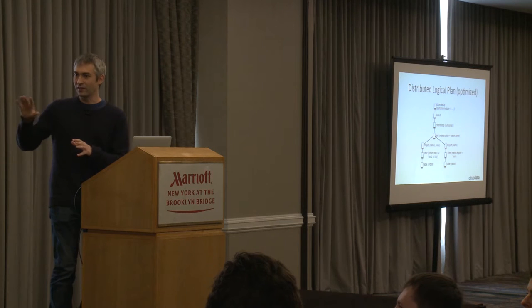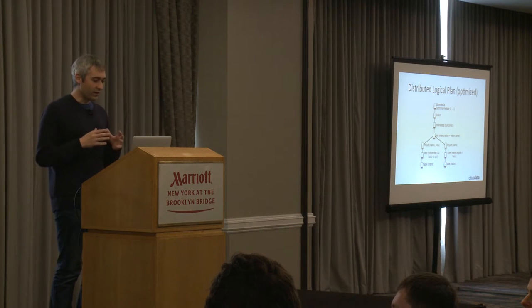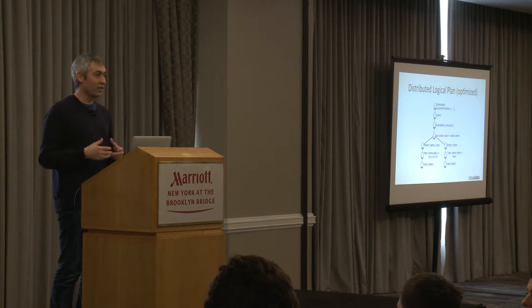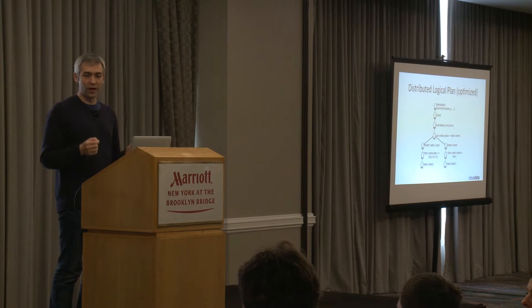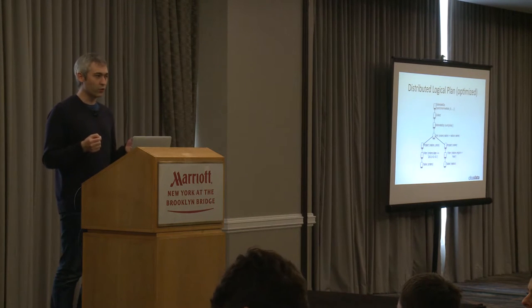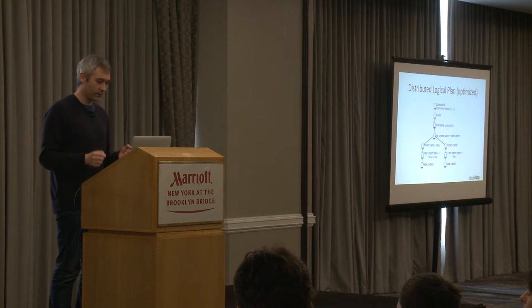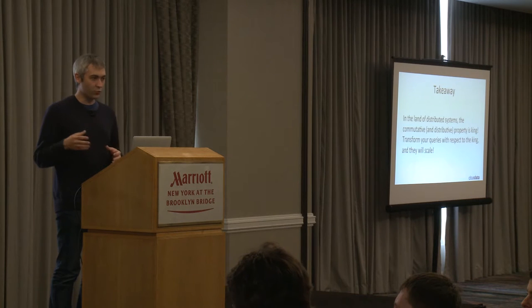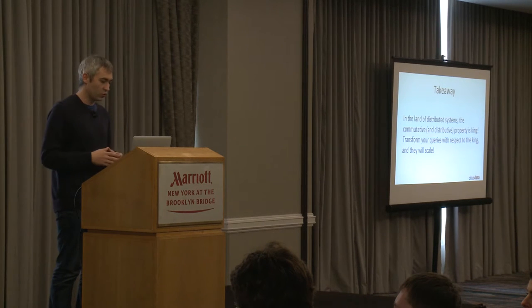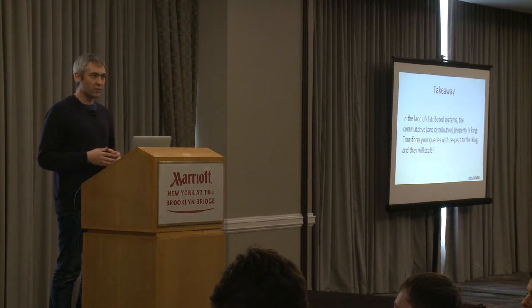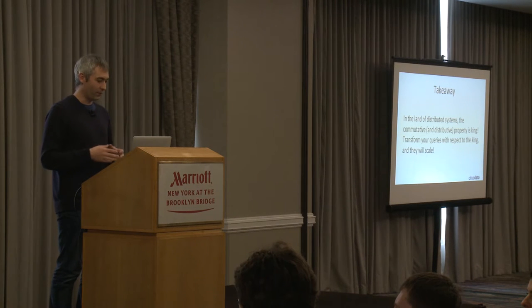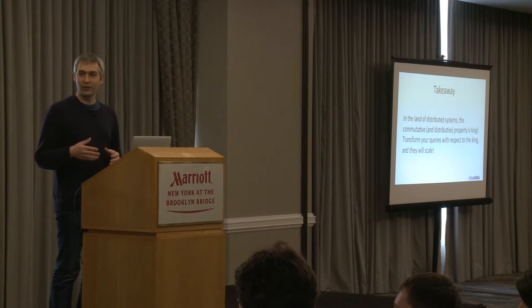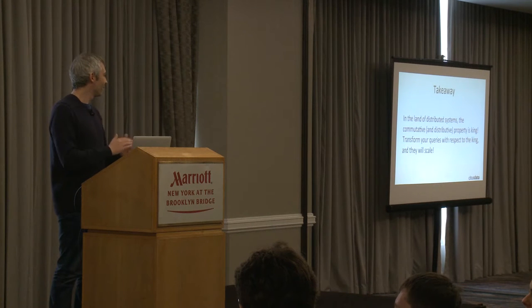What's more important, not just about this plan, but about this logical plan, is that it formalizes how relational algebra operators scale in distributed systems and why. Why do certain computations scale, and why are certain other computations harder to scale? That's one key takeaway we had from building a distributed database prior to Citus. In the land of distributed systems, commutative operations are king. Model your queries with respect to that king, and they will scale.